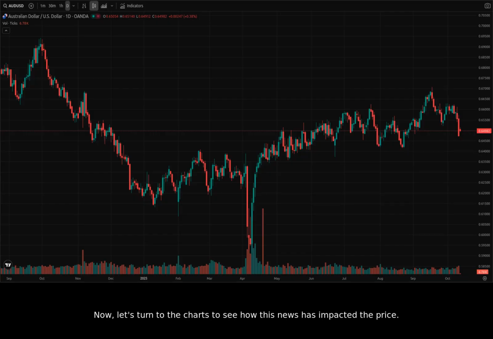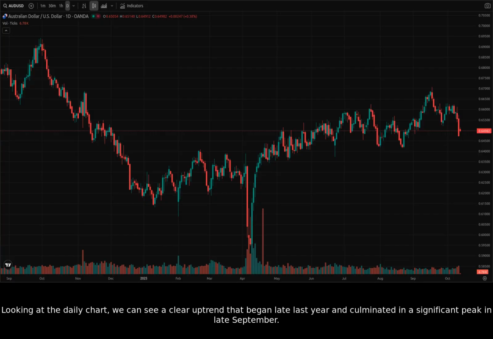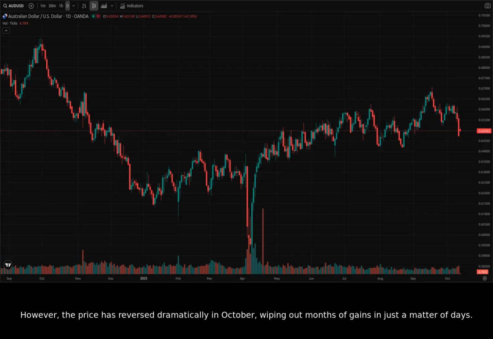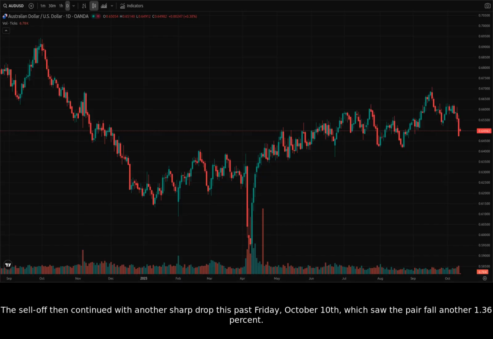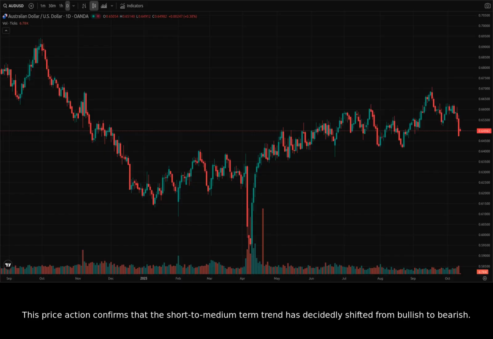Now, let's turn to the charts to see how this news has impacted the price. Looking at the daily chart, we can see a clear uptrend that began late last year and culminated in a significant peak in late September. However, the price has reversed dramatically in October, wiping out months of gains in just a matter of days. The candle from October 4th was particularly brutal, closing down nearly 3%. The sell-off then continued with another sharp drop this past Friday, October 10th, which saw the pair fall another 1.36%. This price action confirms that the short to medium-term trend has decidedly shifted from bullish to bearish.